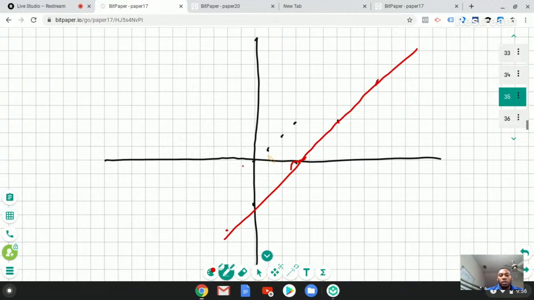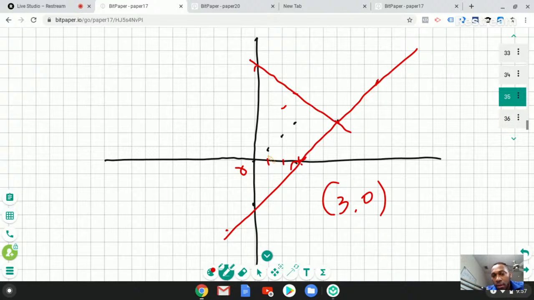So these ones are each one: 1, 2, 3. It passes through the point x is equal to 3, y is equal to 0. Let's say I had another line that passes through this point right here. So let's say I had another line this way, that goes here, here, and here. These lines actually look like they're perpendicular.